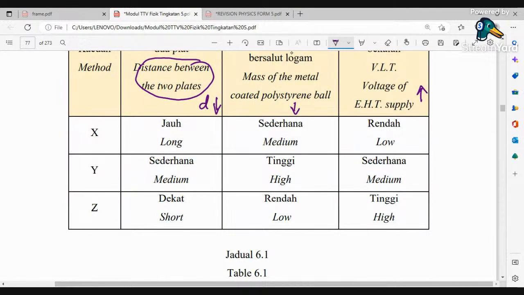Okay, dekat, long, medium, dekat. So I remove the long one. Saya ambil dulu medium dengan short. Okay, and then we have the coated polystyrene ball. Okay, let's say I choose low and medium. I remove the high one. Voltage of EHT supply must be high. Okay, so untuk 3 pilihan, you remove 1. Kalau 5 pilihan, you remove 2. Okay, kita dapat Z.